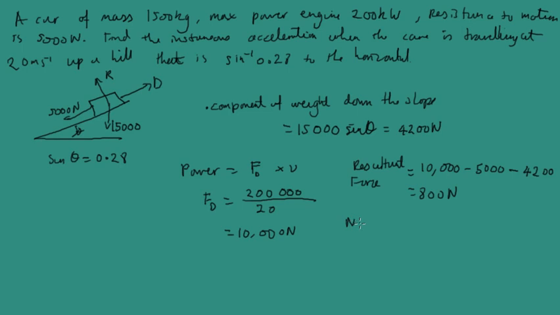Then using Newton's second law, we've got our 800 newtons. Our mass is 1500 times our acceleration a. So a will be 0.533 meters per second squared. So I hope that makes sense.